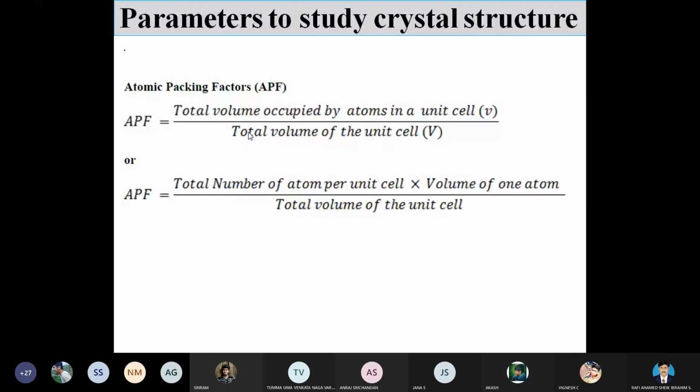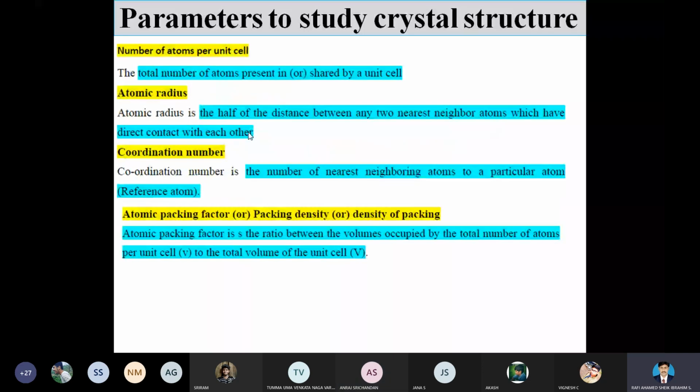Any doubt? Any doubt? Sir, atomic radius. Yeah, atomic radius. Good. See, the atomic radius. Actually, here I have defined only the definition, but I never explained how we are going to measure this.